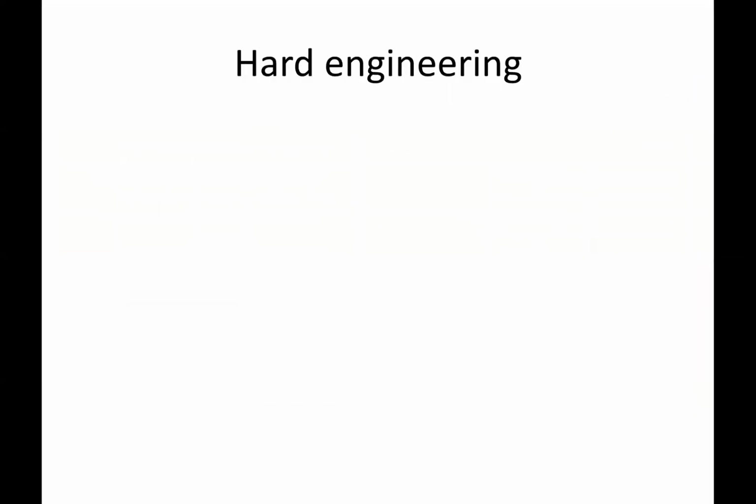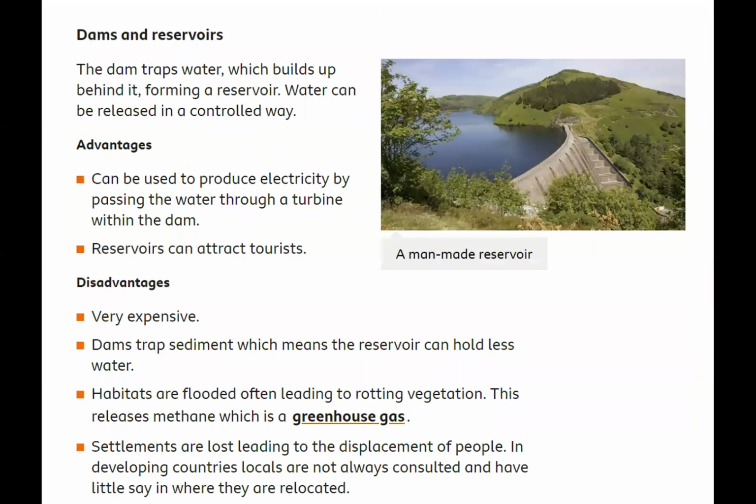So these are your hard engineering strategies. You've got dams and reservoirs. So basically building a big wall that holds back water, stores the water in a reservoir. They can then release the water in a controlled way. So the advantages, they can attract tourists, go sailing, fishing, that kind of thing. You can also use it to produce electricity.